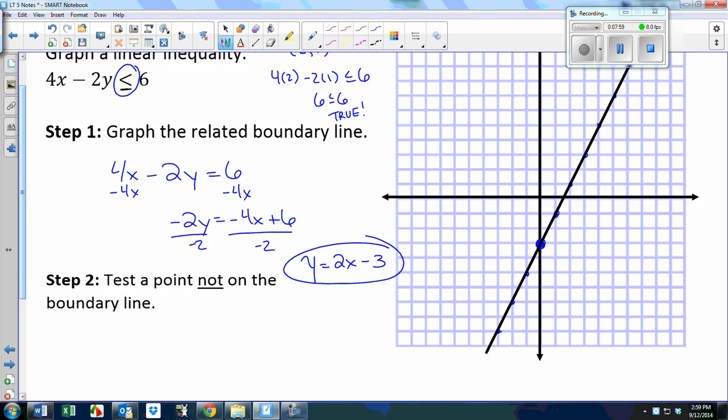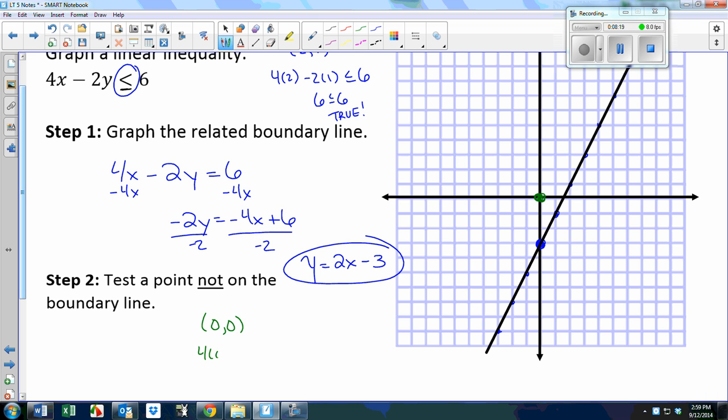Step 2, test a point that's not on the line, so we can decide whether we shade on the left / above the line, which is really above, or on the right / down, which is really down. But let's test a point and see if it works. I like testing the origin if it's not on the line, and once again, the origin is not on the line, so we can test it.